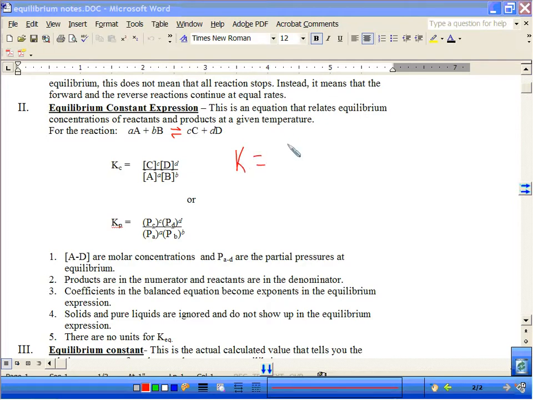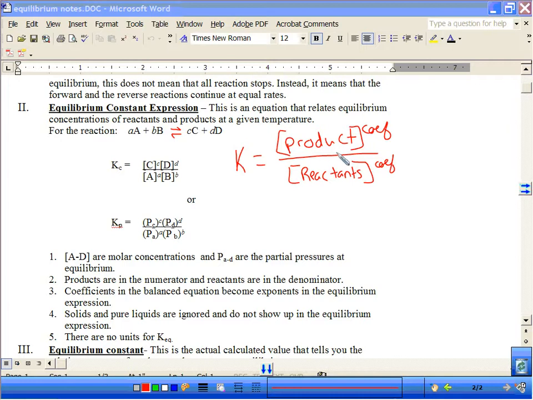Ks are always written with the product side, which is always the right side, even though the arrow is going back and forth. The right side is still called the product side. They are put in brackets, raised to the coefficient power, and this is going to be over the reactant side, raised to the coefficient power.